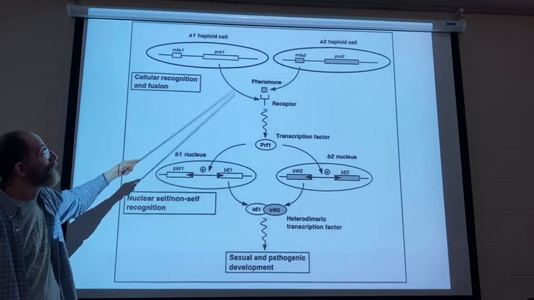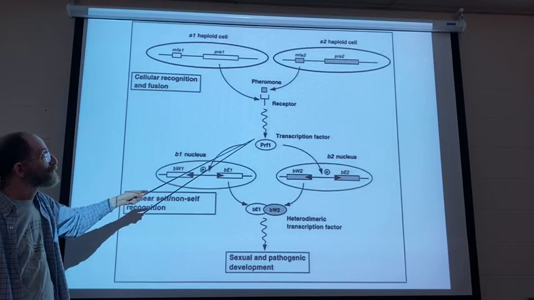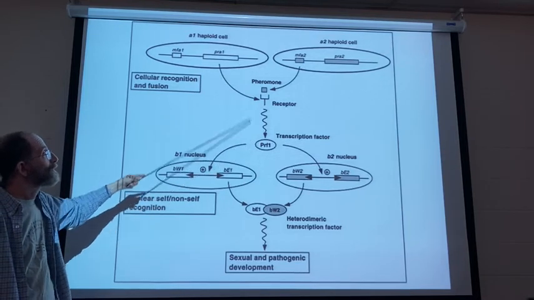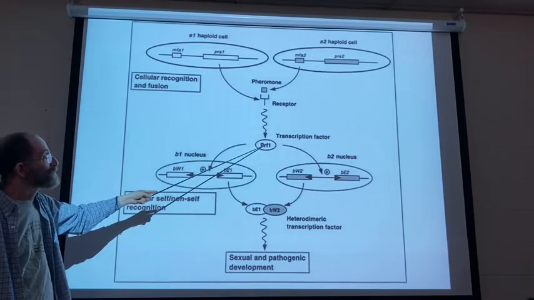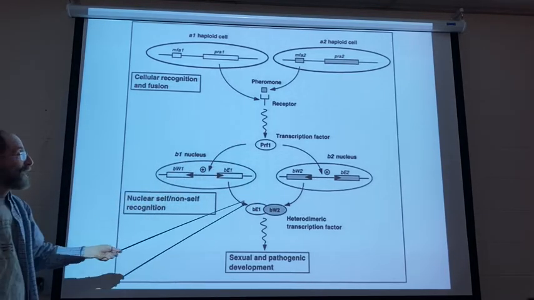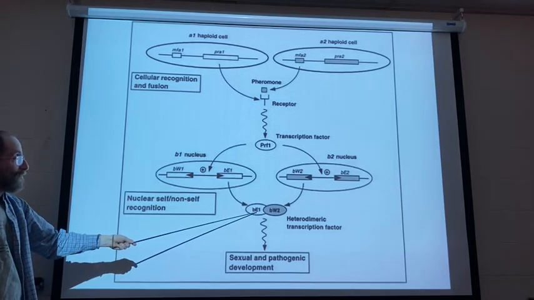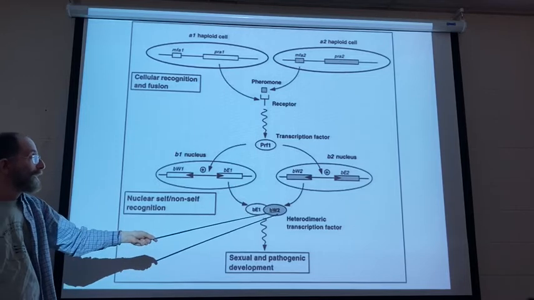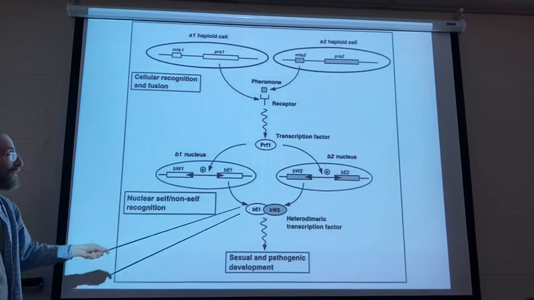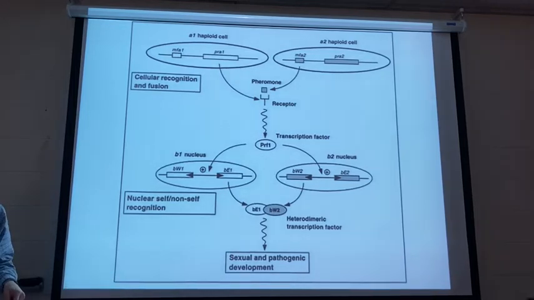And so that interaction, that signaling, actually affects a transcription factor that we'll talk about later called PRF1, and that transcription factor will interact with the B locus, activating those genes, and then eventually you get the heterodimeric transcription factor that's compatible. So bE1 and bW2 is an example. And then when that transcription factor is formed, you get sexual and pathogenic development. Okay? And then next slide, and then next slide.